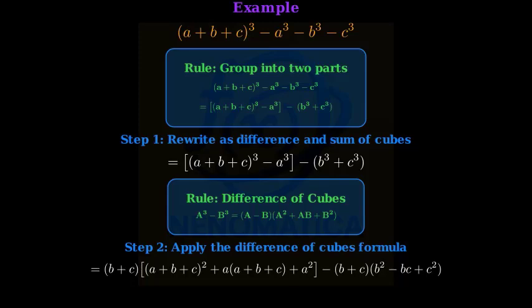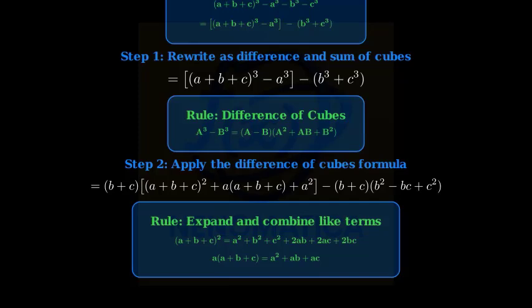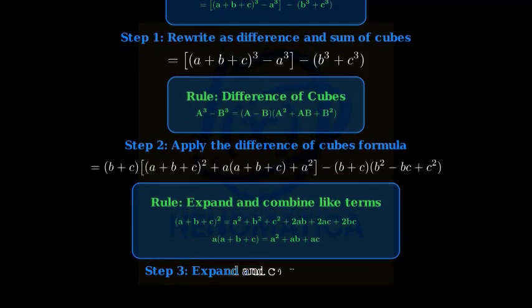Now we need to expand and simplify the expressions inside the brackets. We'll use these rules to expand. (a plus b plus c) squared equals a squared plus b squared plus c squared plus 2ab plus 2ac plus 2bc. And a times (a plus b plus c) equals a squared plus ab plus ac. Let's start by expanding the first bracket.